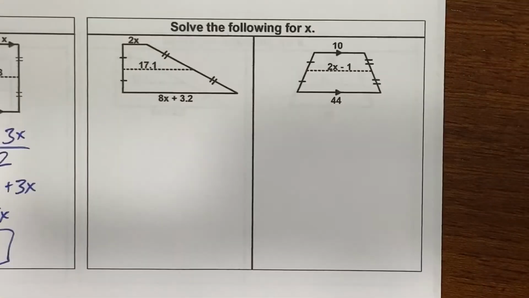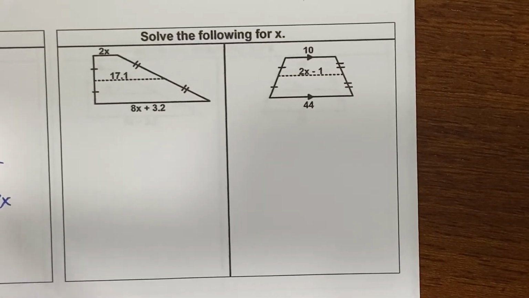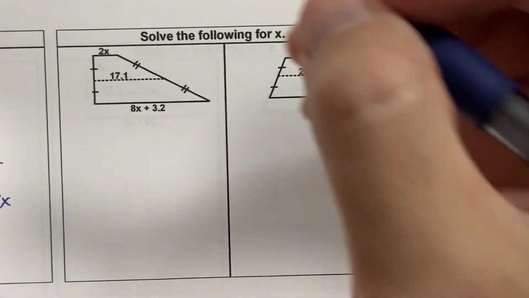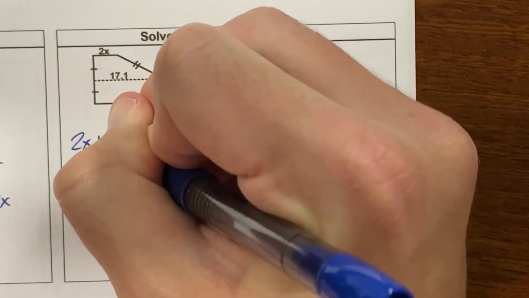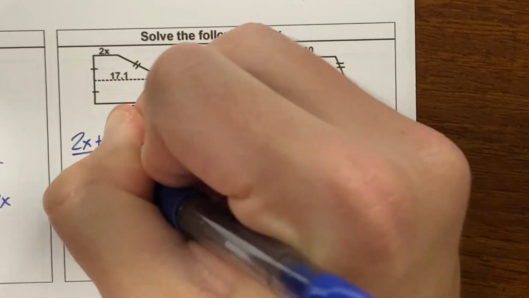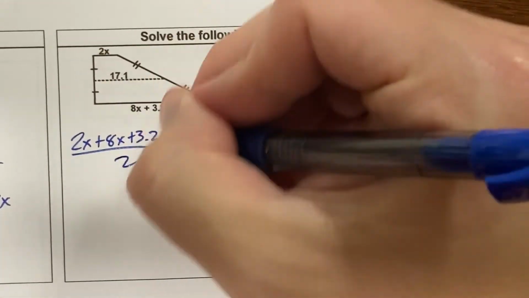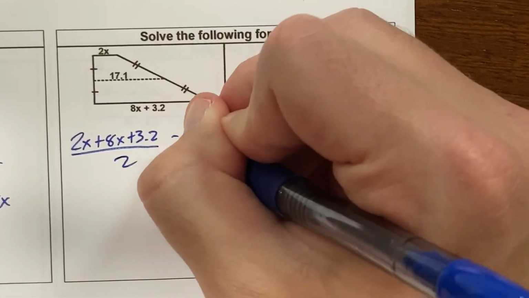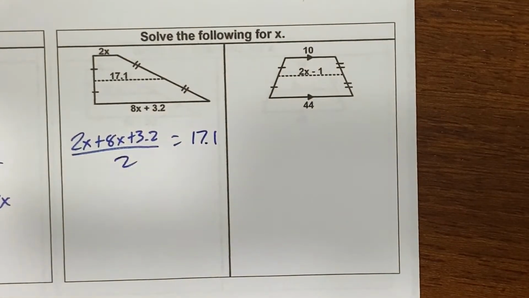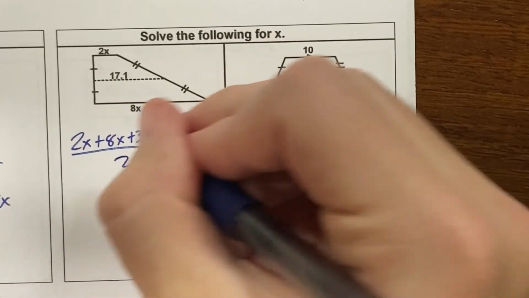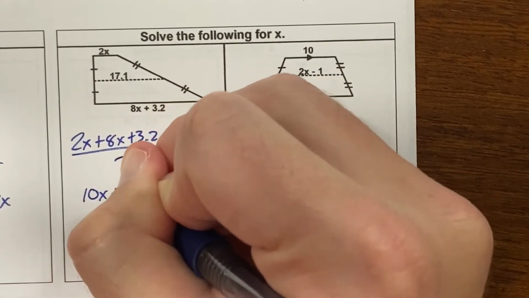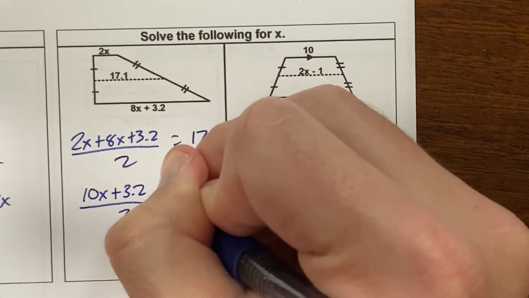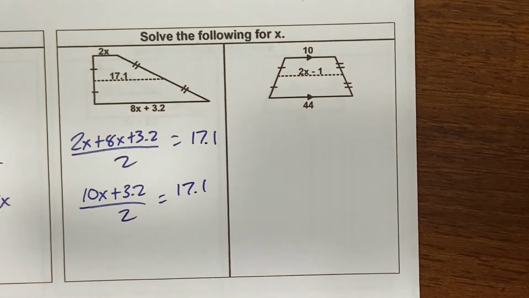Same style question over here. Average of the top and the bottom. So 2x plus 8x plus 3.2, over 2. So add those, divide by 2, equals the middle number, 17.1. Decimals are the worst. So if I combine like terms, I get 10x plus 3.2 over 2 equals 17.1.